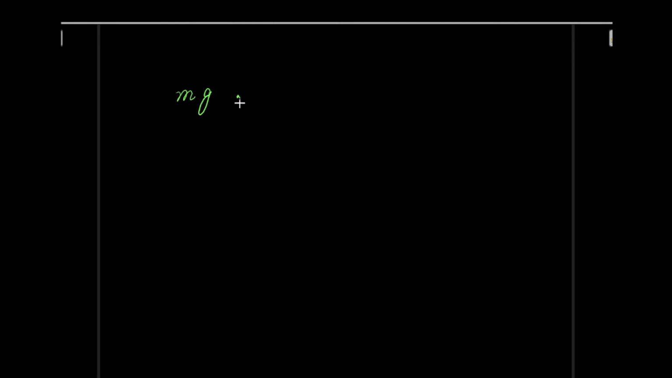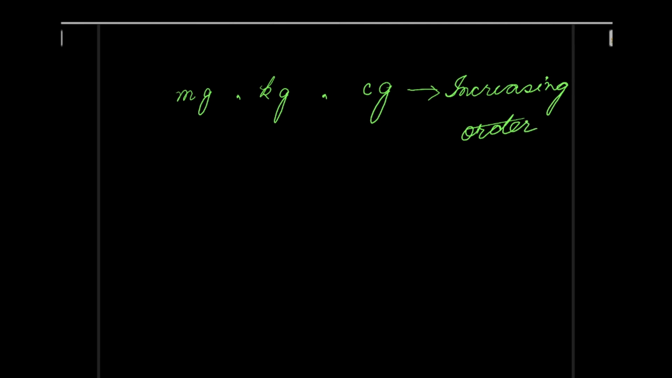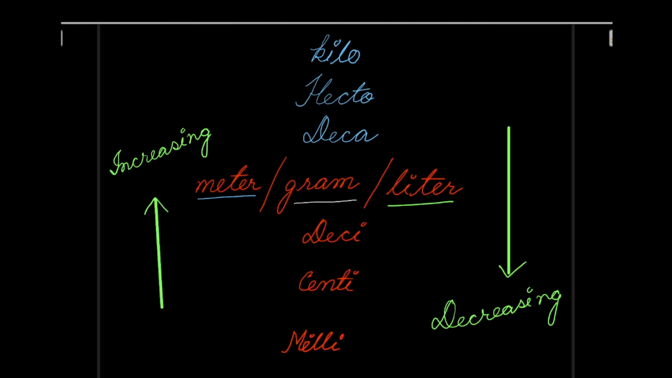Suppose in one question it is given milligram, then suppose it is given kilogram, then centigram, like that it is given, and you have to arrange this one in increasing order. So for that, what you have to know? You have to know this table.